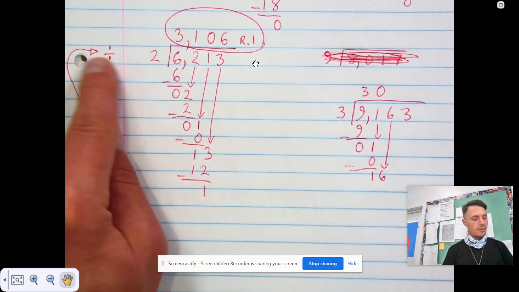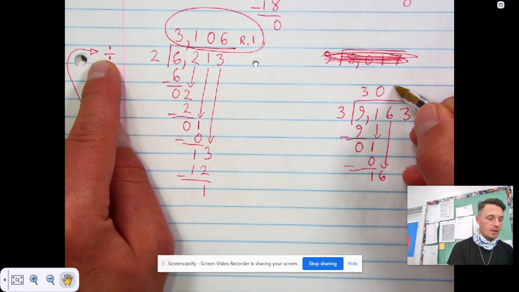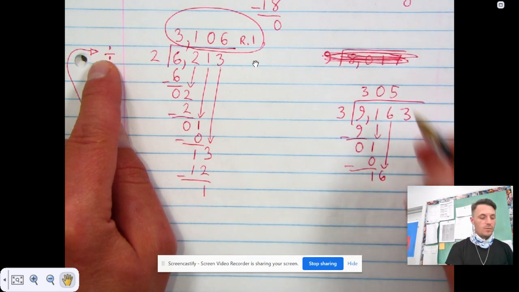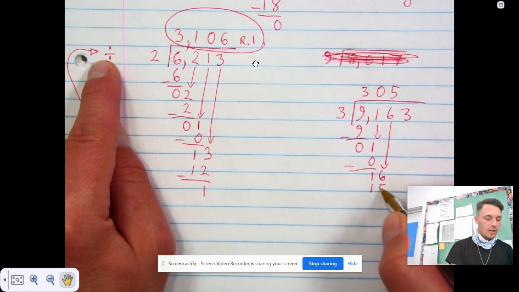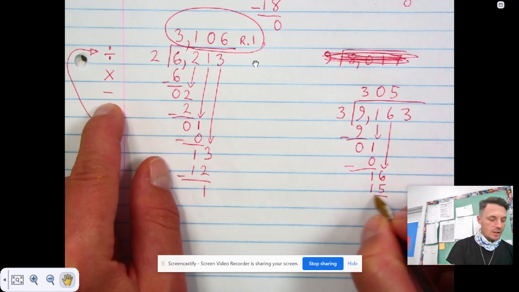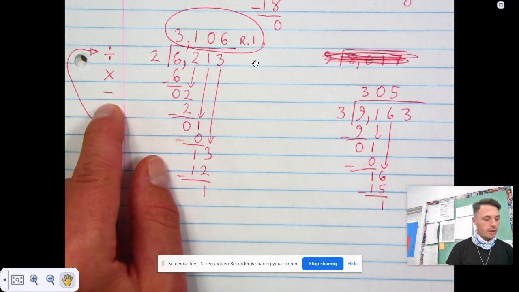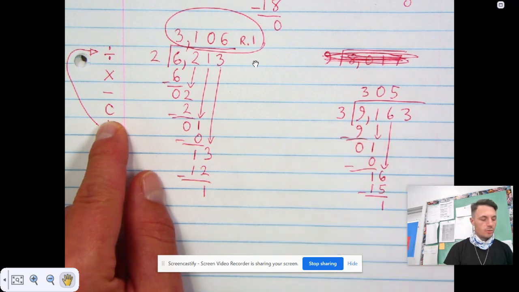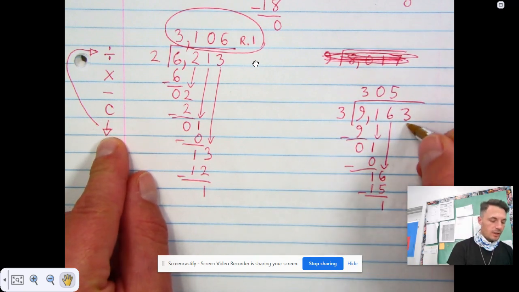Now we go back to divide. 3 can fit into 16 5 times. 5 times 3 is 15. We just multiplied. Now we subtract. 16 minus 15 is 1. Now we compare. Is 1 smaller than 3? Yes. Now we bring down.